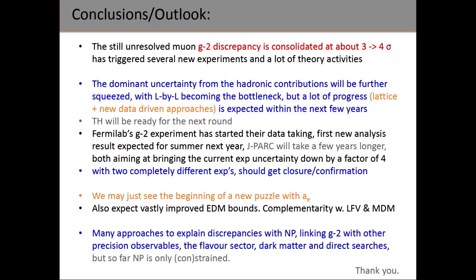So the experiment has started, one of them. The other one will take a few years more. The task is to bring the error down by a factor of 4. And I hope that with the two different experiments, which have completely different systematics and a completely different setup and work at different momenta, which is important from the theoretical point of view, we will get closure, confirmation or solution of it either way around. So we may just see the beginning of a new puzzle with a_e.